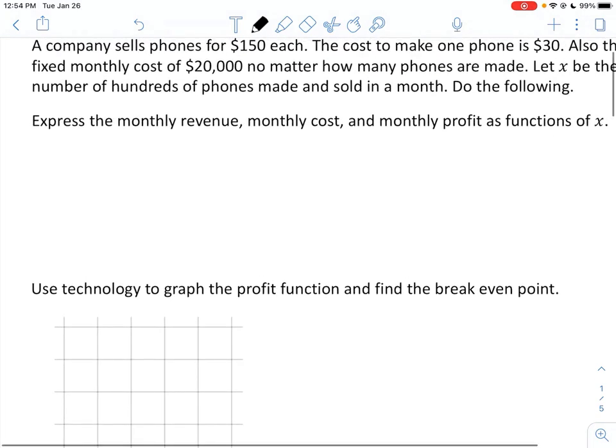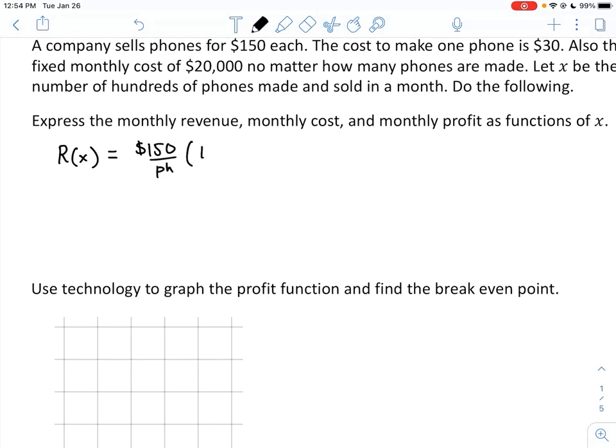Let's begin with monthly revenue. We'll use capital R of X for the revenue as a function of X. It's going to be the price per phone, which is $150 per phone, multiplied by the number of phones, which is 100 times X phones. So the phone units will cancel, giving us dollar units, and 150 times 100 is 15,000X.